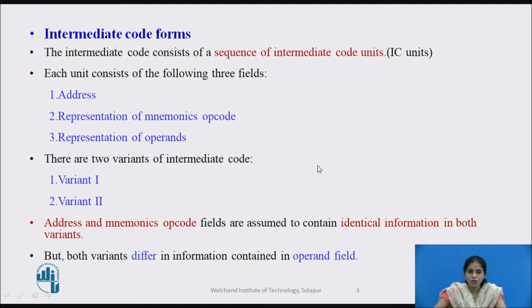Basically, the intermediate code has two variants, variant 1 and variant 2. In these two variants, the address and the mnemonics opcode fields are assumed to contain identical information in both the variants, but both the variants differ in the information contained in the operand field. Now one by one we see this.